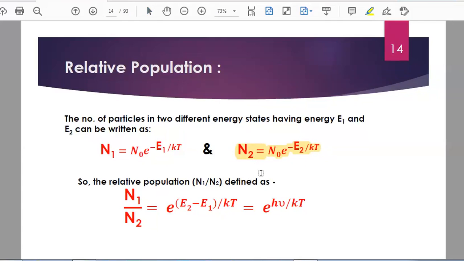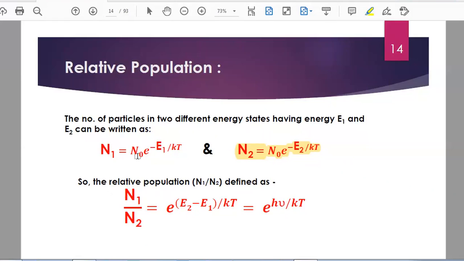Same way, see, these numbers have no meaning until you get a relative number. That's why people find the relative number, let's say n1 by n2, or if you want, you can find n2 by n1 also. There is no harm in that. It is completely your choice which one you prefer. I prefer n1 by n2, so I have taken the ratio of n1 by n2.